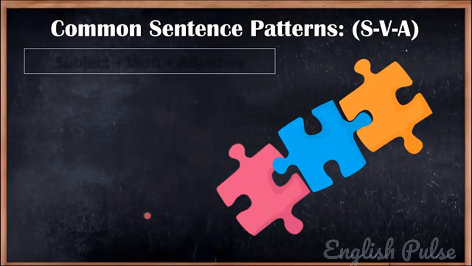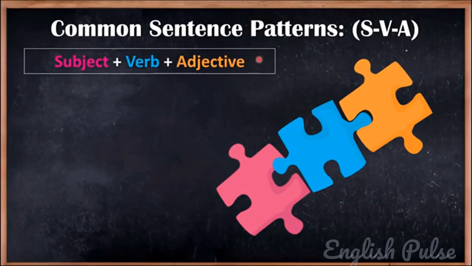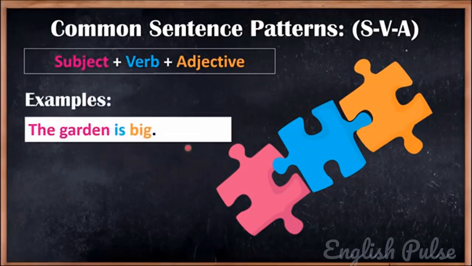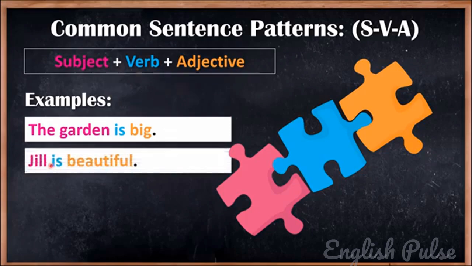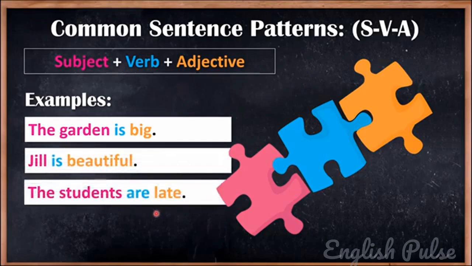Another common sentence pattern is subject plus verb plus adjective. For example, the garden is big. We are describing the subject using an adjective. Jill is beautiful. The students are late. In all of these examples, the adjective is describing a characteristic of the subject.